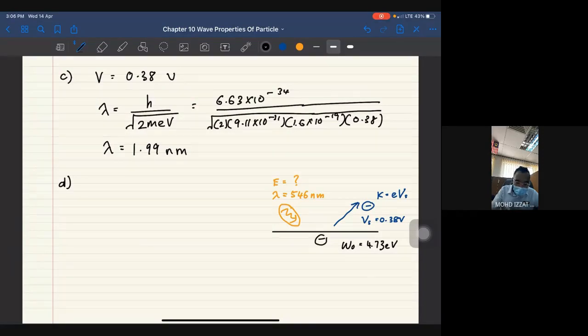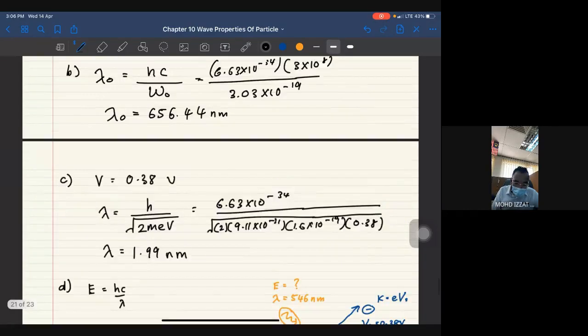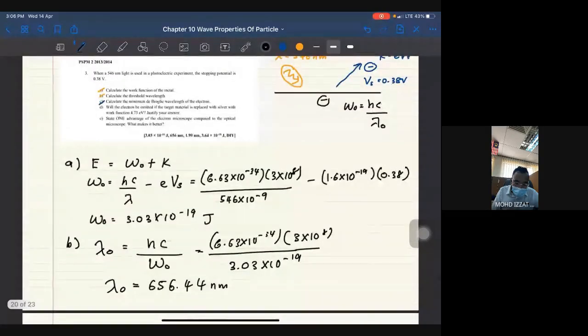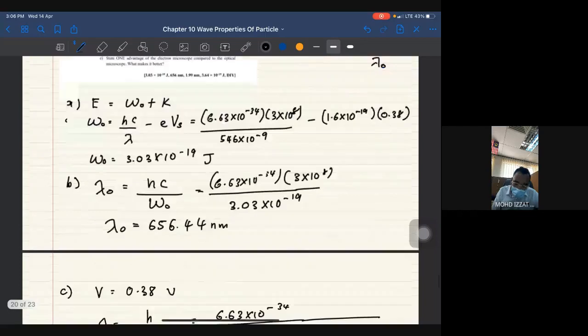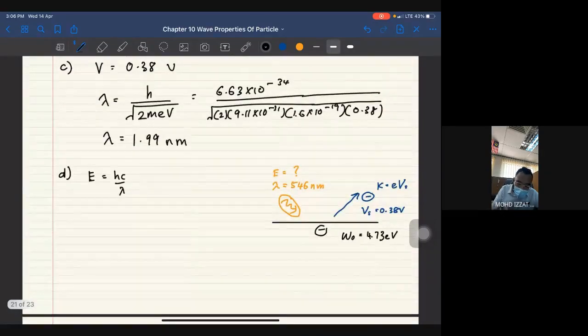So we want to calculate the incident light. E equals to hc over lambda. Kita pernah kira ke sebelum ni? Tak ada kira. Tapi dia tak cakap. Sekejap saya kira. Okay. So kita tak ada kira apa-apa sebelum ni sebab E tu. So kita kira sekarang. 6.63 times 10 negative 34. C is 3 times 10 to the power of 8 divided by 546.